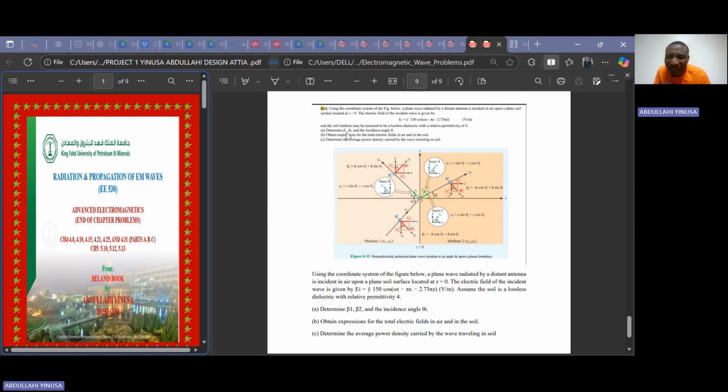As simple as that. The next one is an incidence upon a soil surface, right? A soil surface, you get the beta 2. What is the answer for beta 2? You already know beta 1, right? What's the answer for beta 2?